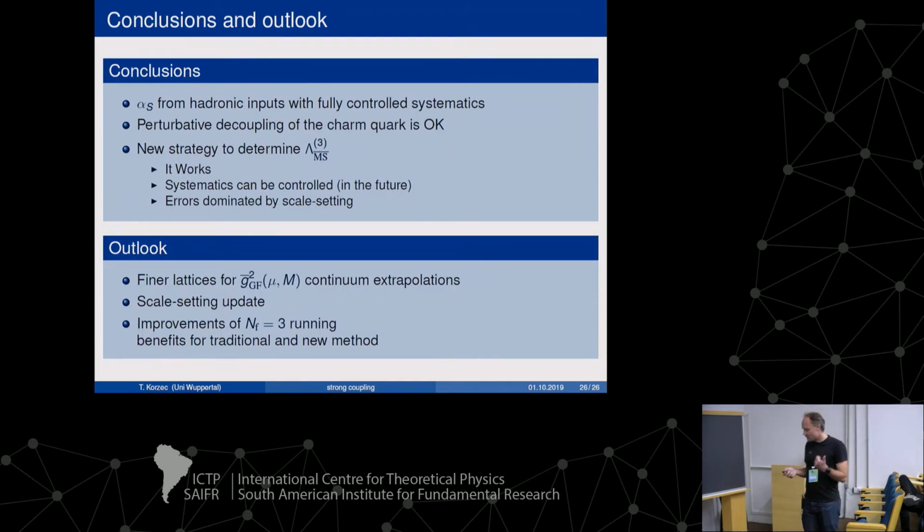So the first part was the determination of alpha, which has very controlled systematic errors, and it's nice. But it was done in 3 flavors. We have tested that perturbative decoupling of the charm quark seems to be precise enough for us. And in the last part, I showed a new strategy to determine lambda based on decoupling, which seems to work. And probably the systematics can be controlled in the future. We need to go to finer lattices, but the finest lattices that I showed you there in the continuum extrapolations were just 32 cubed times 64, so nothing too huge. One can probably go to 40, 48, maybe 64. And this should, in the future, allow us to get a very precise value of lambda 3. Thank you.